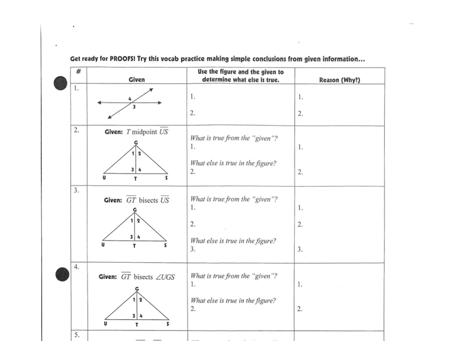Okay, so if we look at our first piece of given information there, our second column says we want to use the figure and the given to determine what else is true, and then our third column is to provide a reason why. So looking at our given information there, we can see that angle 3 and angle 4 are vertical angles. Our reason for that would just be the definition of a vertical angle.